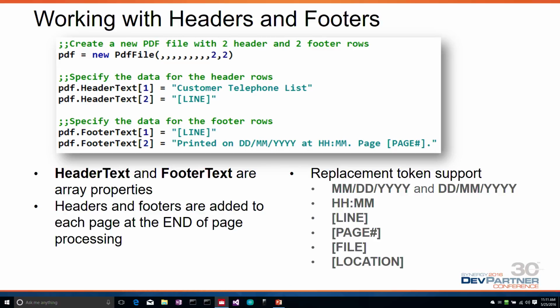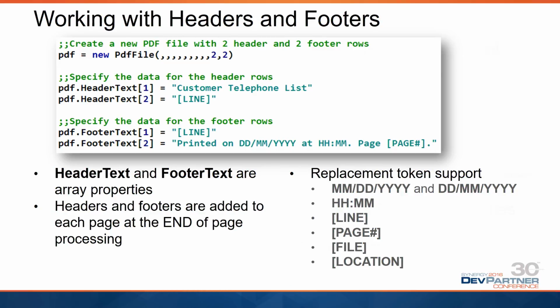Okay, simple as that. I do support some token replacement in there, so you can use month, day, year, or day, month, year, and it will replace that with the current date. I support hours and minutes, it will replace that with the current time. You can say line, and it will draw a line across that header row, page number, file name, and location. So if you put those things in the header footer, it will do text replacement as it's outputting the file.